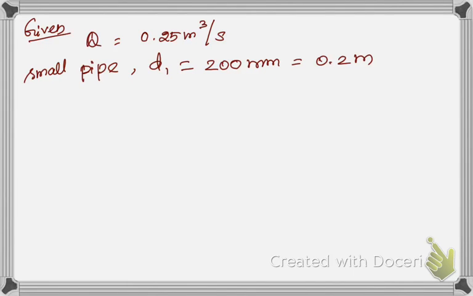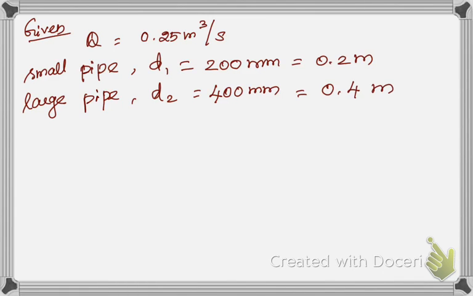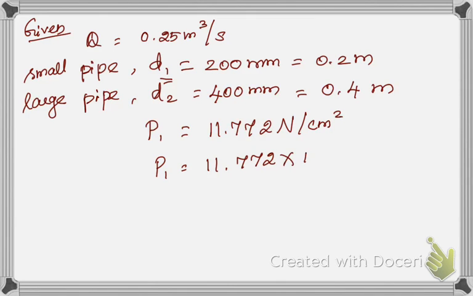And similarly, it is getting enlarged. So I'll keep that pipe to be the large pipe, which is D2 is equal to 400 mm, that is 0.4 meter. Then they have given the pressure intensity in the smaller pipe. Because I have taken the smaller pipe denomination as 1, I will keep the pressure intensity also as 1, that is P1 for small pipe is 11.772 Newton per centimeter square. So we have to convert it into meter, that is 11.772 into 10 power 4 Newton per meter square.